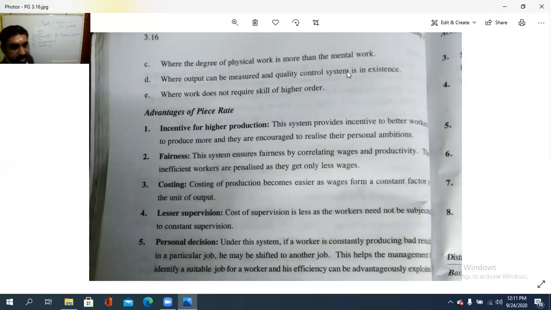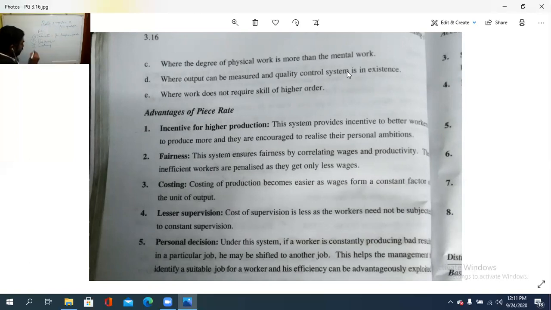Then third point is costing. In such a case, costing of production becomes easier as wages form a constant factor of the unit of output. If a worker produces more and is result oriented, he will get benefited; if less, then less. That is why wages should be proportionate to the output. So that is the costing.